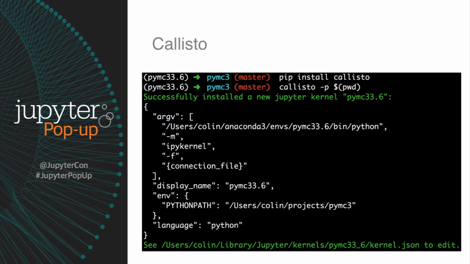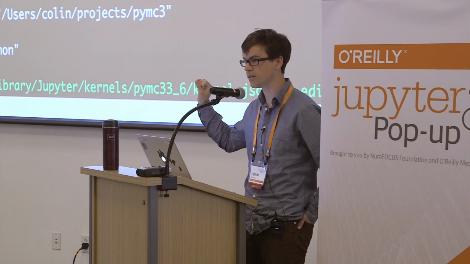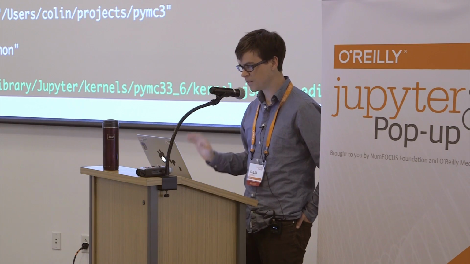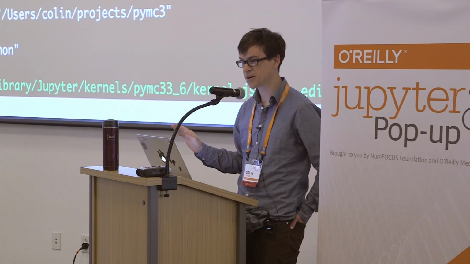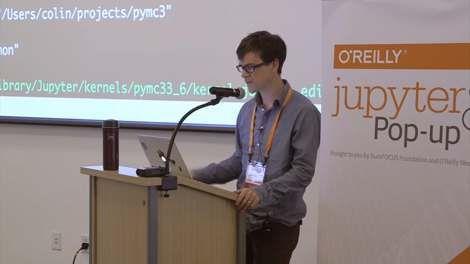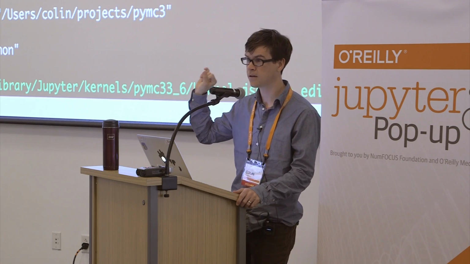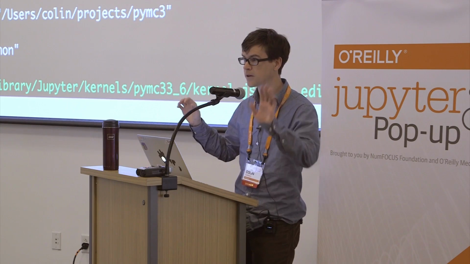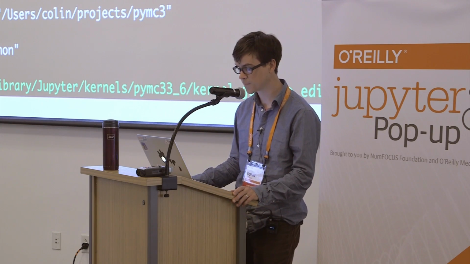So here I am using Callisto to start working on a larger project. This is PyMC3. You can tell that I'm already in a virtual environment. It's called PyMC3 3.6. I keep the last 2 numbers on there so I know what version of Python I'm using in that virtual environment. And these are the 2 lines I want you to remember. It's pip install Callisto, and then you just type in Callisto. I'm adding this -p flag with $pwd that tells it to add the current directory to the Python path. And that's going to be a useful thing for just keeping my Jupyter notebook running in a single directory.